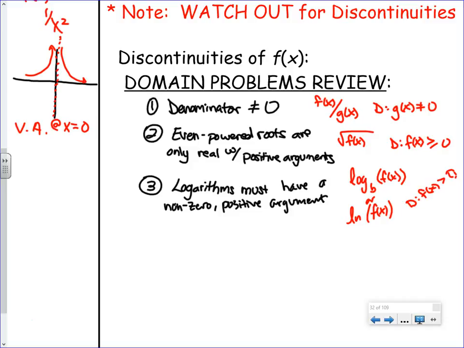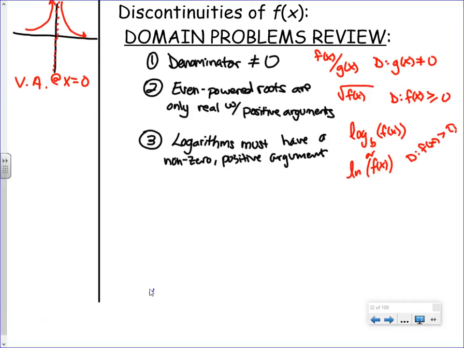Good? What else? Jumps, like a piecewise? Yeah, maybe. Domain problems. I'm going to make that number 5, though, piecewise functions. No, because e is good, right? He's smooth. Jumps.